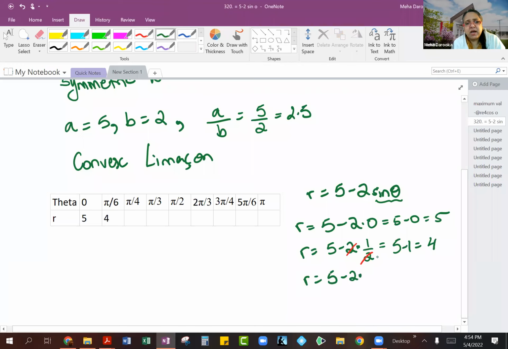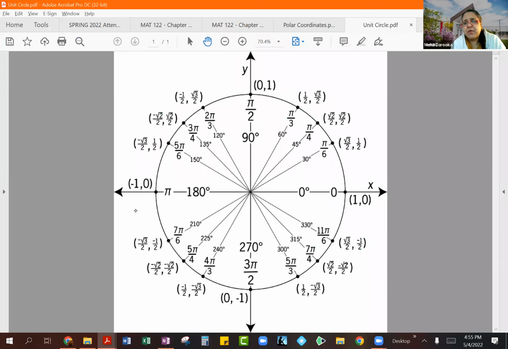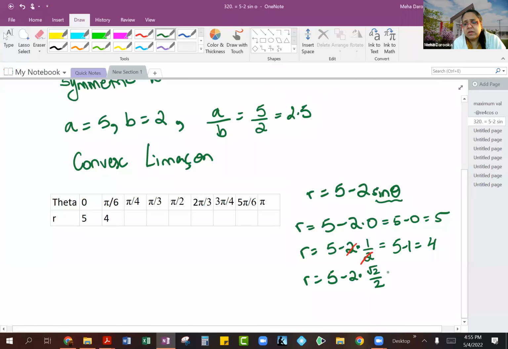5 minus 2 times, your theta is now going to be pi over 4. So for pi over 4, you will see your sine value is square root of 2 over 2. Same thing here, the 2's will cancel out, but then this one will end up giving us 5 minus square root of 2. Now, as far as graphing goes, if you were doing this by hand, you can convert that to a decimal, but for now, I am just going to leave this as 5 minus square root of 2.